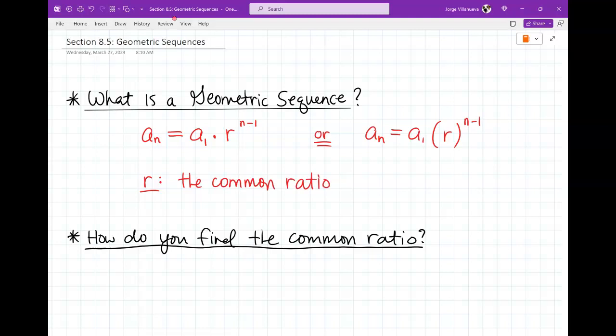So the common ratio. Remember, we continuously multiply by r, whereas with arithmetic sequences we continuously added or subtracted d. Here, we consistently multiply by that r value, the common ratio.